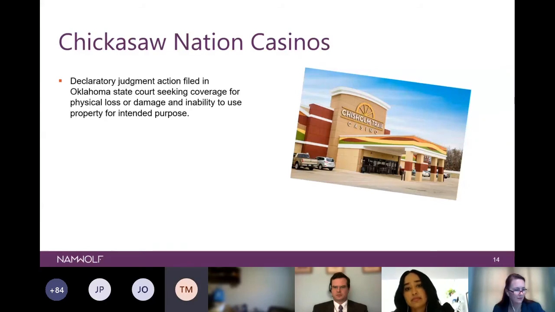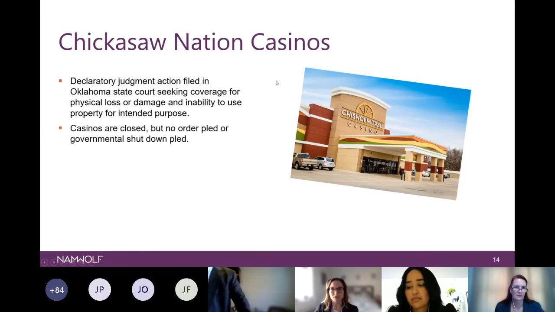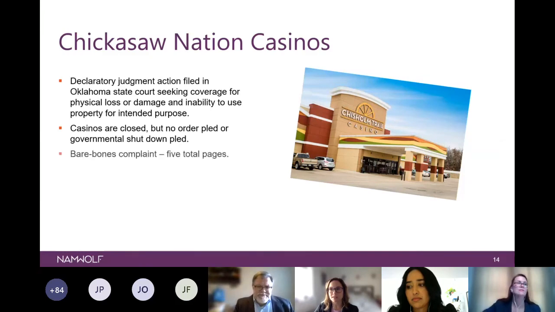Okay, so moving on to Chickasaw Nation casinos. In this case, a Native American tribe that runs casinos has sued a group of insurance companies in Oklahoma State Court, asking for a declaration that the losses and expenses from the pandemic shutdown will be covered by their policies, which are wide-ranging and do include civil authority interruption.